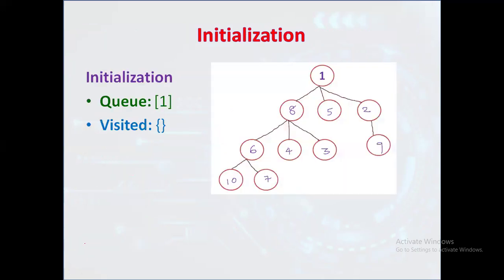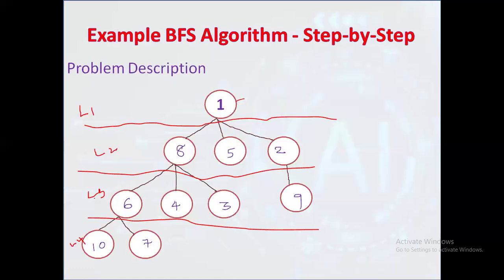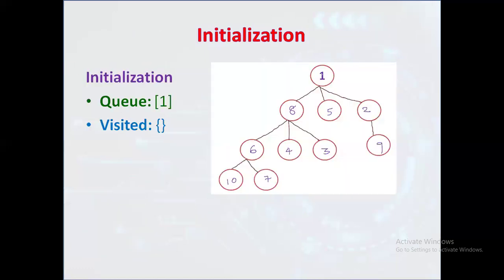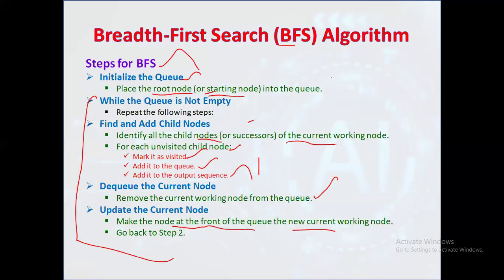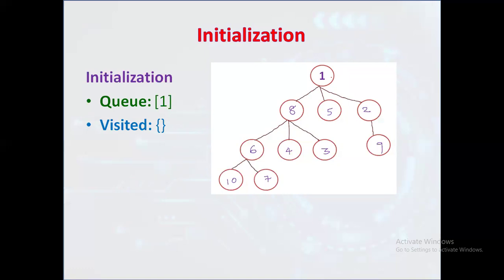So how are we going to solve the problem? First, initialization. What is the starting node in this problem? Node one is the starting node. This is the parent node. So the first step: we have to initialize the queue. We have to find the root node, that is, the starting node, and put it in the queue.